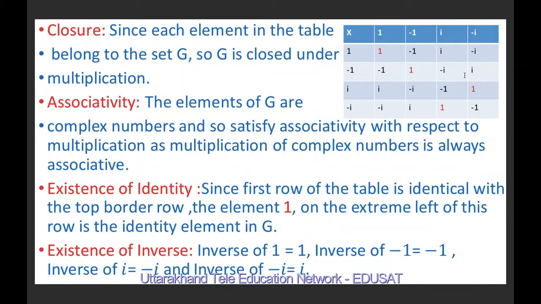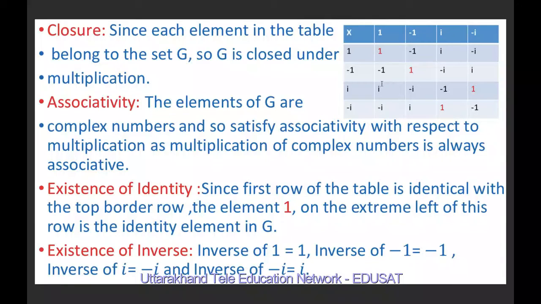To write the elements of the second row, we will multiply the elements of the top border row by the element in the second left border row. So minus 1 into 1 is minus 1, minus 1 into minus 1 is 1, minus 1 into iota is minus iota, minus 1 into minus iota is iota.